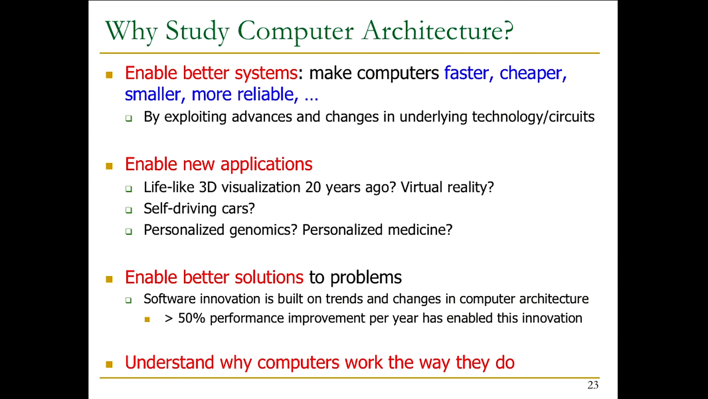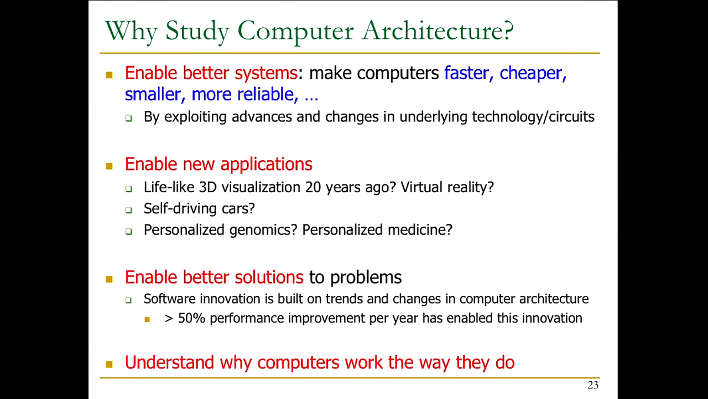Software innovation, or more features in the software. Software innovation has been built on trends and changes in computer architecture. And historically, for a long time, every year the hardware performance has improved by more than 50%. And that has enabled a lot of innovation. Now the question is, this has become harder to do, of course. That's one of the reasons why people have moved to multi-core, because single-core performance has become harder to improve.